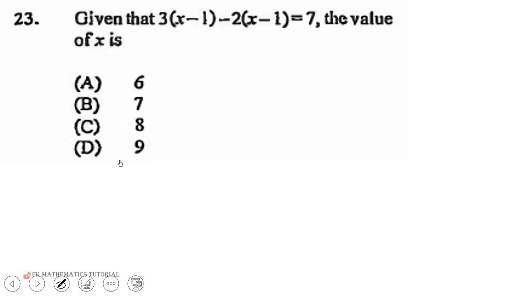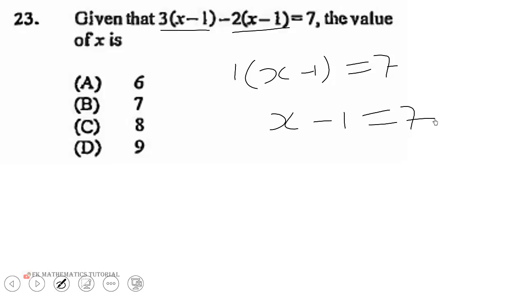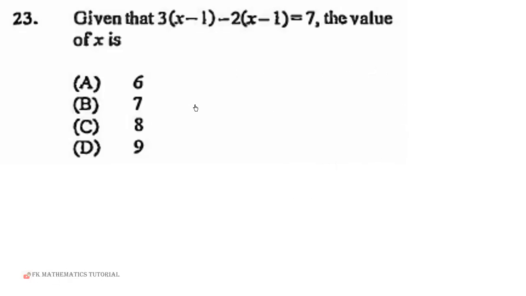Given that 3 into bracket x minus 1 minus 2 into bracket x minus 1 equals 7, the value of x is... So 3 times of the same quantity minus 2 times of the same quantity will be 1 times of the same quantity, which is equal to 7. 1 times anything is the same thing, so x minus 1 will be 7. Therefore x will be equal to 7 plus 1, and x will be equal to 8. Option C is correct.